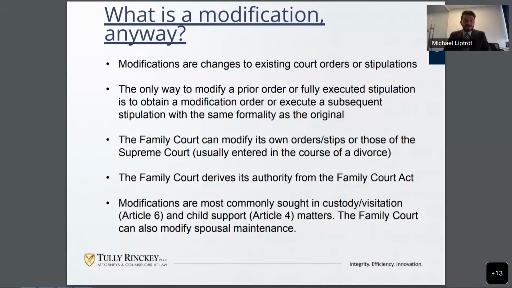The family court does also have the authority to modify spousal maintenance, but there's a high bar as far as modifying maintenance, and it's almost always for a temporary limited period in duration. Spousal maintenance is rarely modified. People rarely go for a modification on that issue. So it's usually custody, visitation, and child support if you're looking for a modification.